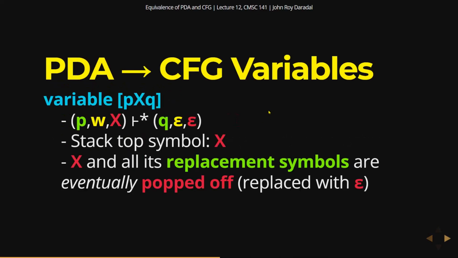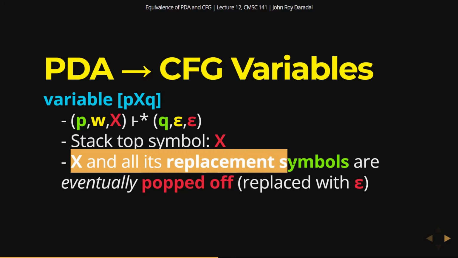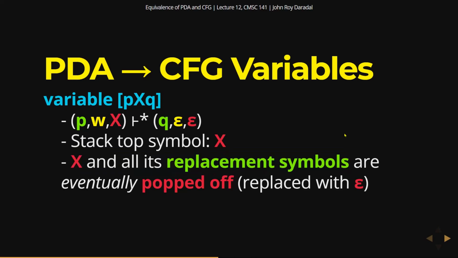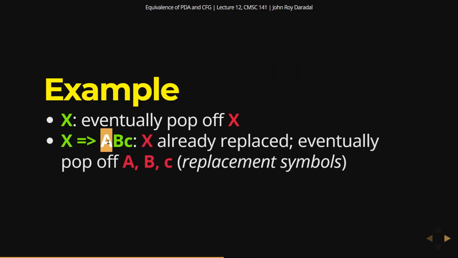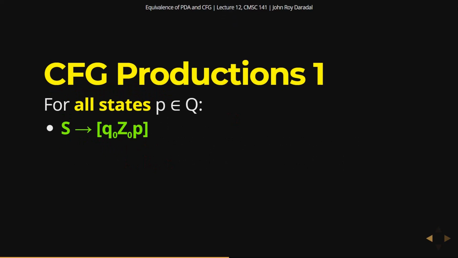Because if we go back here, X and all its replacement symbols have to be popped off. So if we replace X with ABC, although we popped off X because we replaced it with ABC, X is essentially ABC now. So these three have to be popped off as well. So the stack top and its replacement symbols have to be removed. Okay, so now we're ready to create the productions for our equivalent CFG.